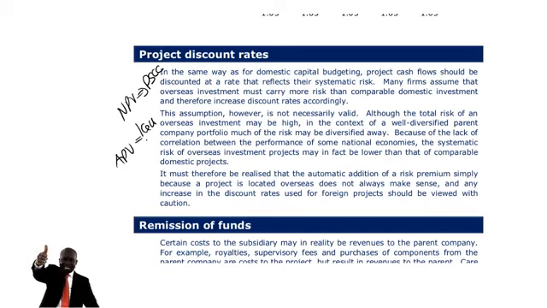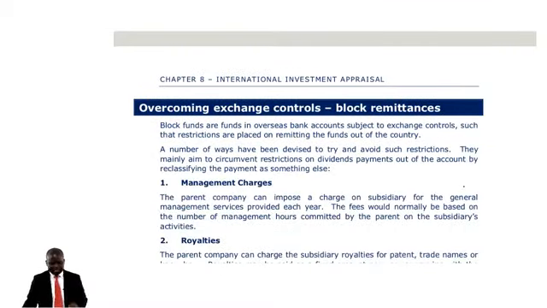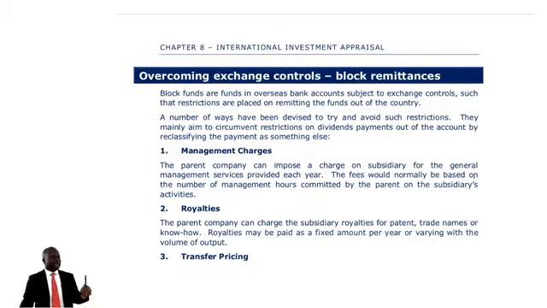Generate first in the country in which the project is supposed to be undertaken, determine your exchange rate, bring it, sort your tax out. Okay, remission of funds. This is actually a repetition. It is also called overcoming the exchange controls, block remittances. If you see the point there, they are the same. Okay, the question that will come here, the examiner is going to ask, how can a company overcome block remittances?